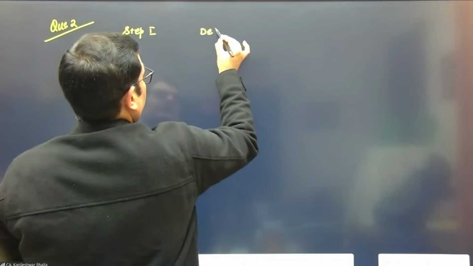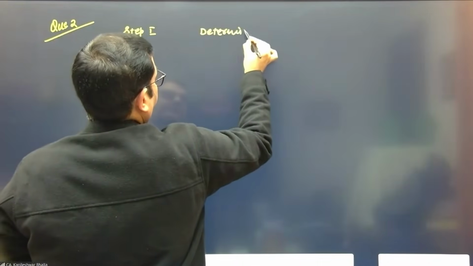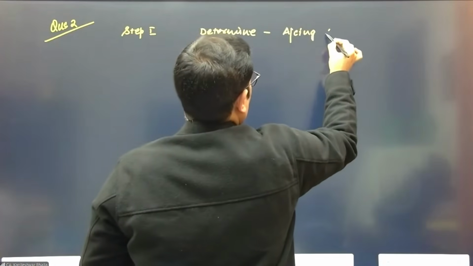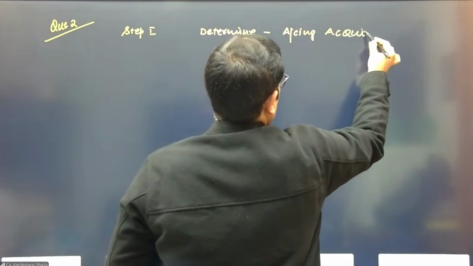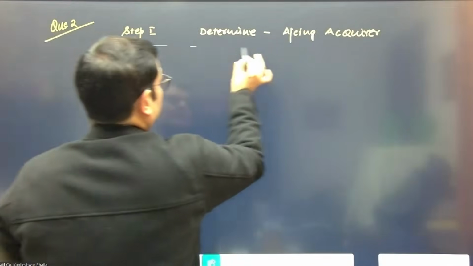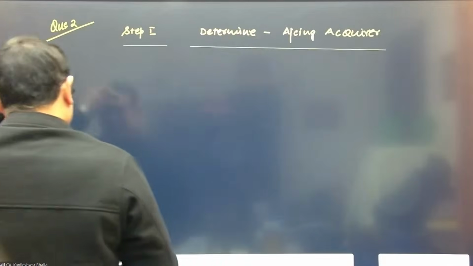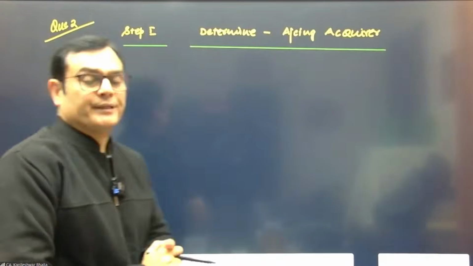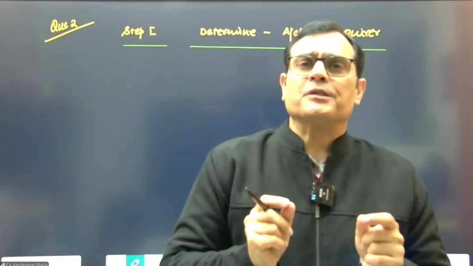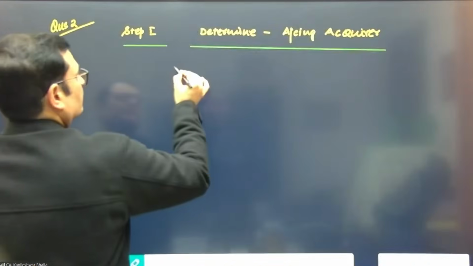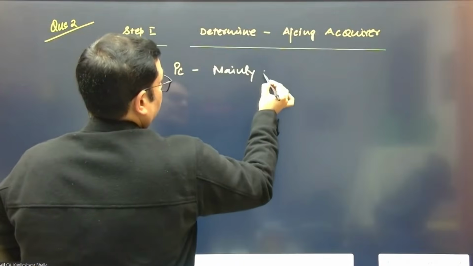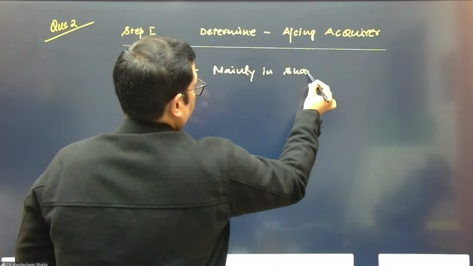We want to determine the accounting acquirer. Though we are very clearly given that B is the accounting acquirer, I still want to give you the calculations so that we understand this in detail. How would we identify who is supposed to be the accounting acquirer? Now let's get the focus very clear that the purchase consideration is mainly in shares. That is one focus point.